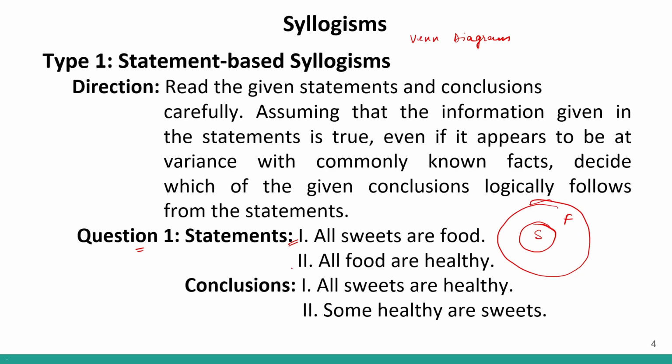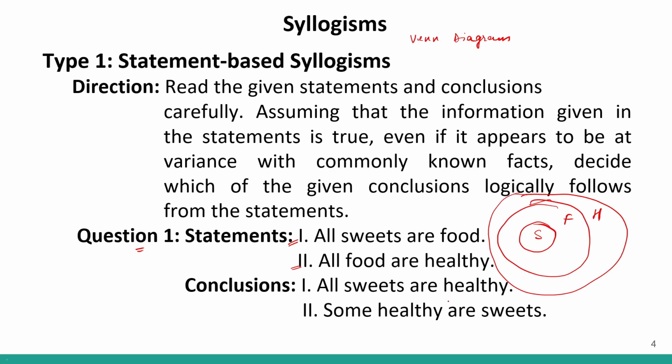Okay, and then second statement says all food are healthy. So if this is my food, this will be healthy, that all food are a part of healthy. So all sweets are food will be represented like this, and all foods are healthy will be represented like this. So this will be my Venn diagram. Now let us look at the conclusion.